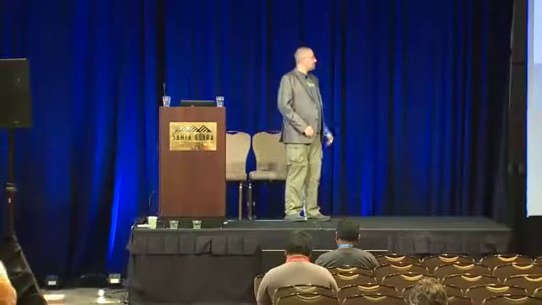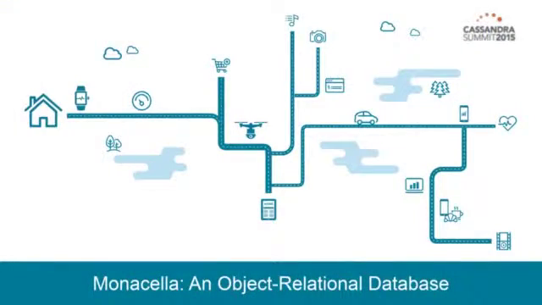Today I'm going to talk about Monacella, which is an object relational database that we built at AdStage internally on top of Cassandra. I'm going to go through a little bit of why we built it and then the mechanisms by which it works.